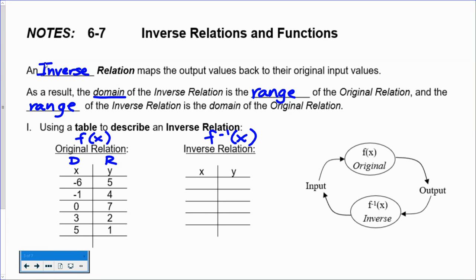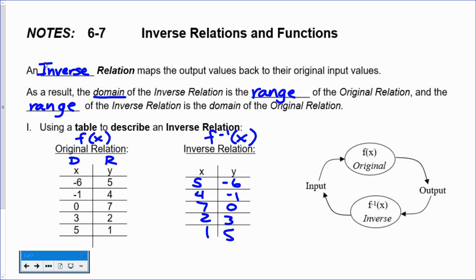So if I'm switching those, I'm really just switching the points around. So instead of -1, 4, I have 4, -1. Instead of 0, 7, I have 7, 0. Instead of 3, 2, I got 2, 3. And 5, 1 would be 1, 5. All right, so they just swap.